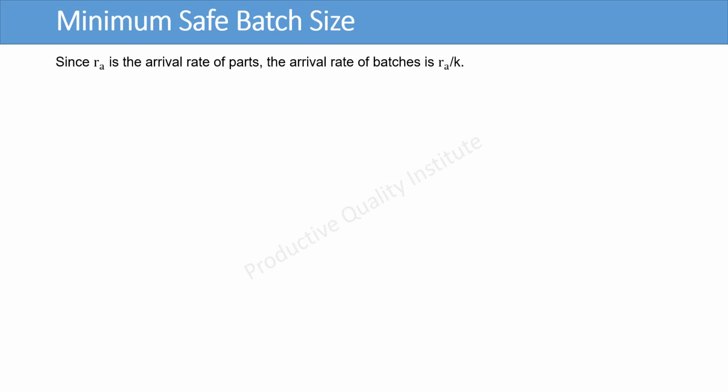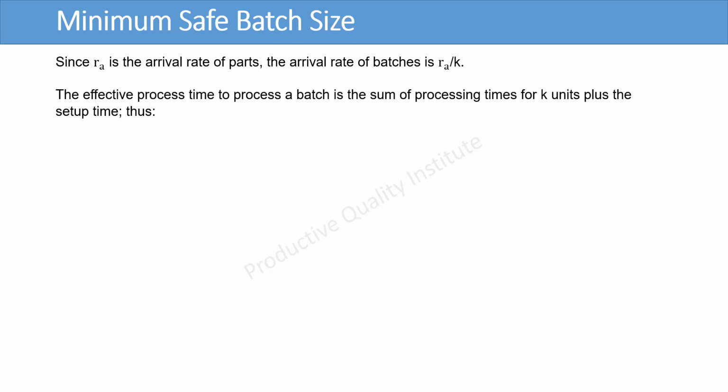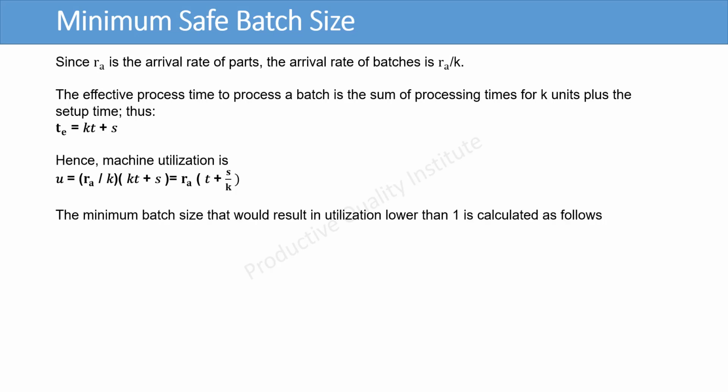Since R_A is the arrival rate of parts, the arrival rate of batches is R_A divided by K. The effective process time to process a batch is the sum of processing times for K units, plus the setup time, as shown in the equation. Hence, machine utilization is R_A divided by K, times KT plus setup time, as shown in the equation. So, the minimum batch size that would result in utilization lower than 1 is calculated as follows. K is greater than S times R_A divided by 1 minus T times R_A.